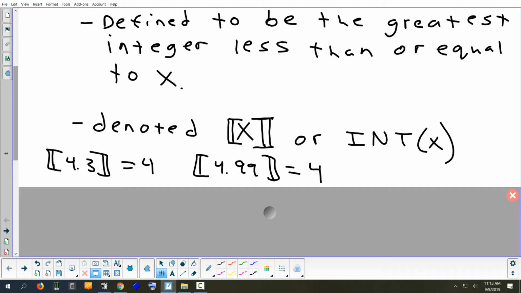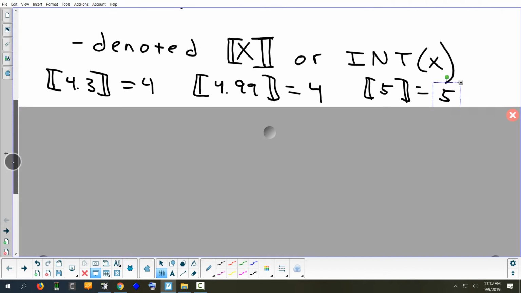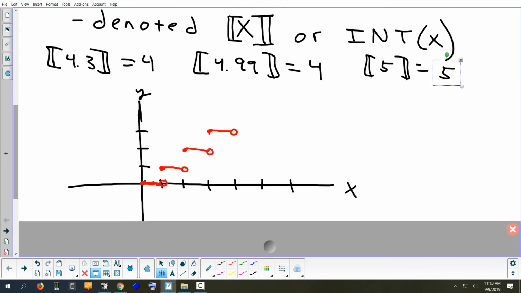So what happens all of a sudden when I go to 5? What's the answer now? 5. Now it's 5. So notice all of a sudden it jumps. When you plug in 4.999 repeating, you get 4. When you plug in 5, it jumps to 5. Is there ever an answer between 4 and 5? No. It jumps. So it kind of looks like this.